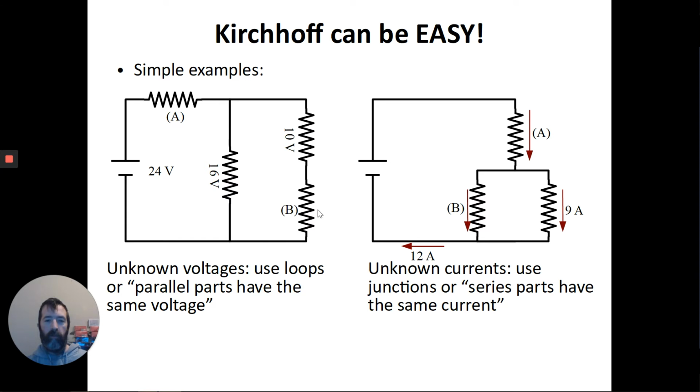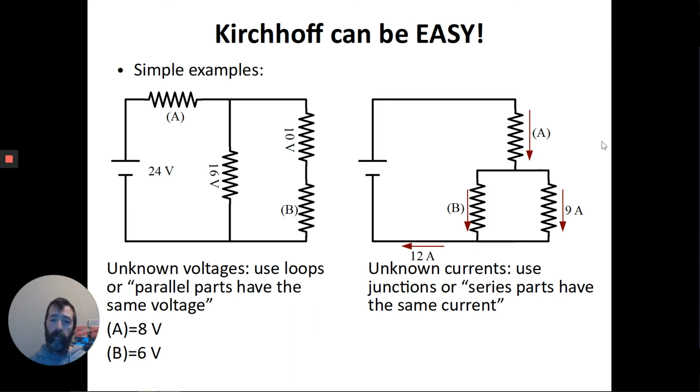And then for resistor B, you could either do another loop, you could go around the outside, you could do a loop just on the right side, or you can also apply the idea that things in parallel have to have the same voltage. This pair of resistors is in parallel with this one. So if there's 16 volts on this branch, there has to be 16 volts across this branch also. 10 of them are here, so that means B has got to be 6. So 8 and 6 are those unknown voltages.